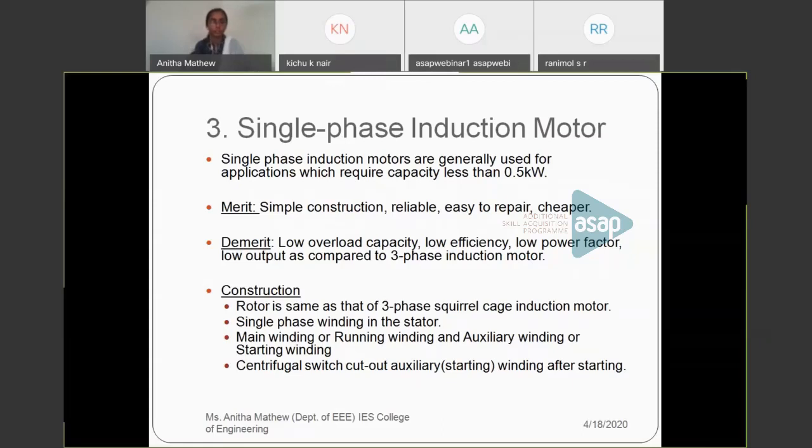Third portion, single phase induction motor. Okay. Next main module is single phase induction motor. Okay. You can see the figure here.